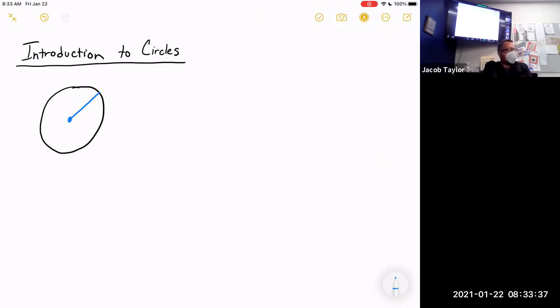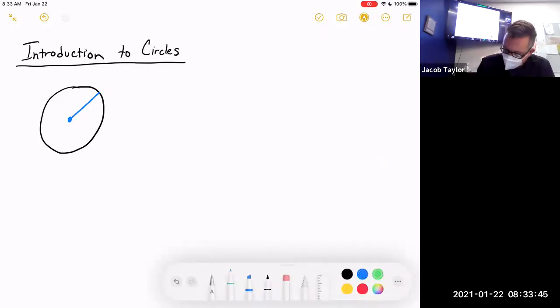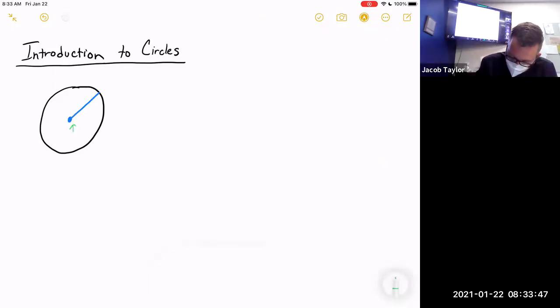Okay, so I just drew a line going from a dot in the middle of the circle all the way out to the edge of the circle. And there's two things that I want to label here. The first thing that I want to label is the dot that I started drawing from. What's it called? The center. Very good. I'm going to call the center point K. K stands for center. And we're going to say it goes out to point N.